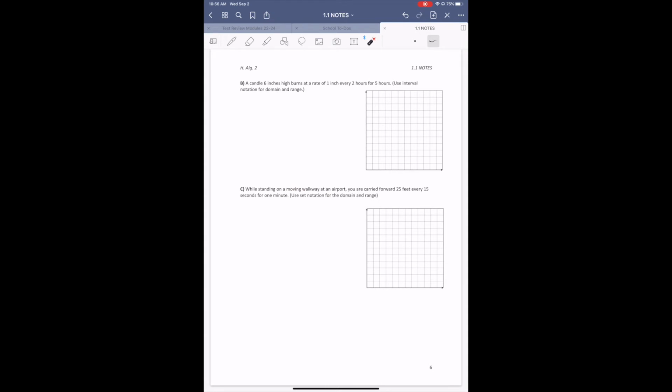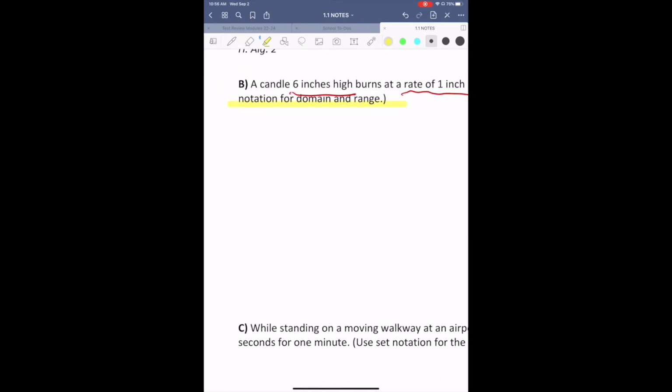Okay, looking at B, B says a candle 6 inches high burns at a rate of 1 inch every 2 hours for 5 hours. Use interval notation for domain and range. All right, so let's follow the steps in the previous example. First step is to identify your independent and dependent variables. In this case, you have to determine, does the height of the candle depend on the time it burns for, or does the time it burns for depend on the height of the candle?